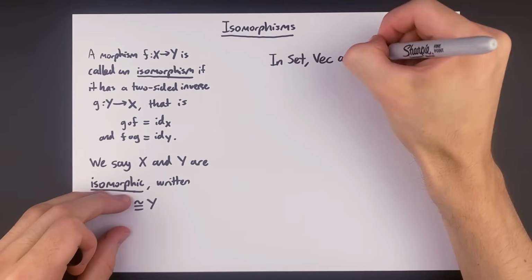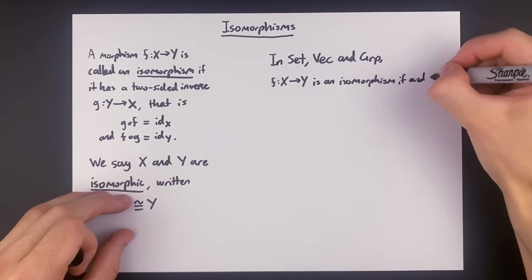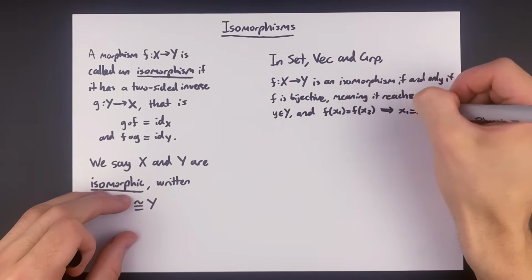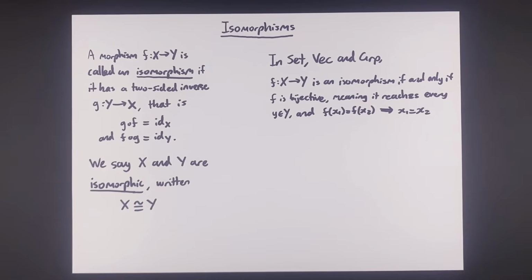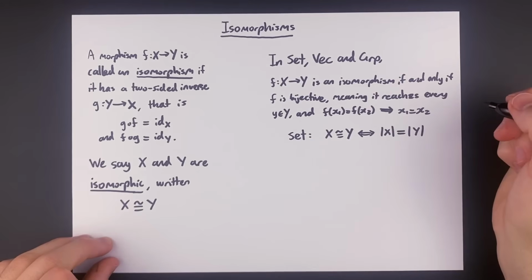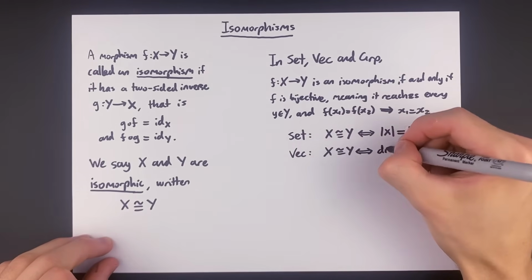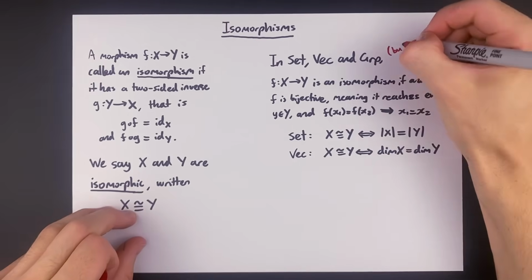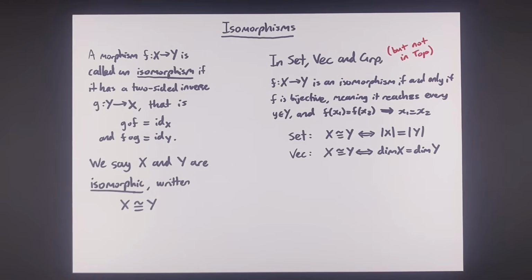Now, in most of the examples we've looked at, an isomorphism is just a bijective function, a function which sends every element of x to every element of y with no overlaps. This means that two sets are isomorphic if they have the same cardinality, the same number of elements, and two vector spaces are isomorphic if they have the same dimension. There's a little bit of an oddity with isomorphisms in the category of topological spaces, but we'll get back to that later. Let's see if we can show that the product is unique up to isomorphism.